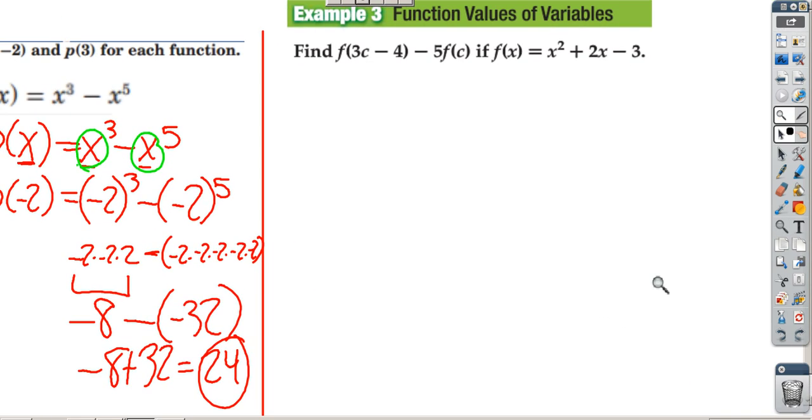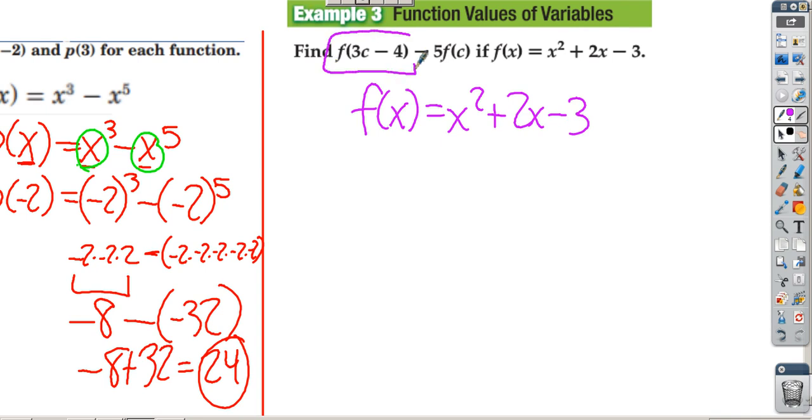Okay, this one on the right is a little bit trickier. Now we're not plugging in numbers this time, we're plugging in variables, but it's still the same idea. So f of x is this function right here, and they're asking us to do two things. So let's start by finding this separately. So f of 3c minus 4, I'll do that in a different color here, just to make it clear what we're doing.